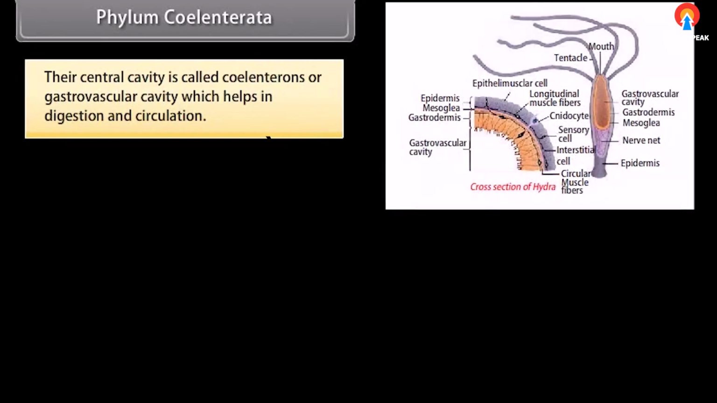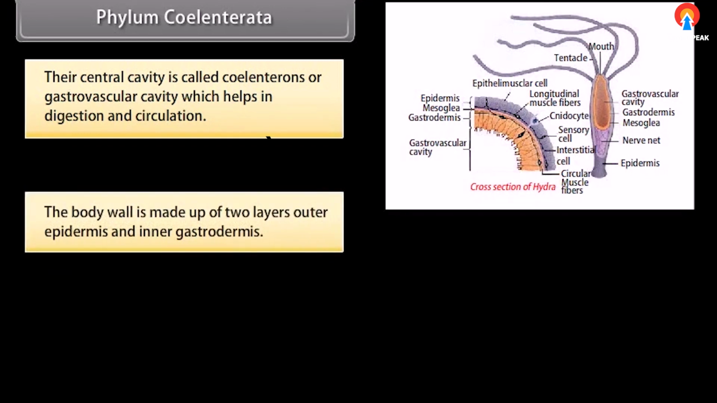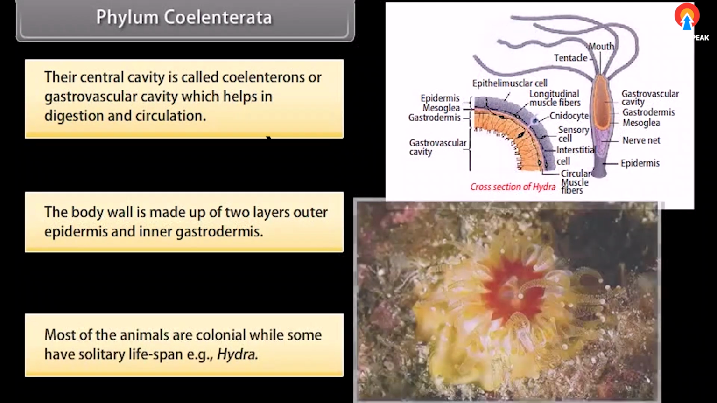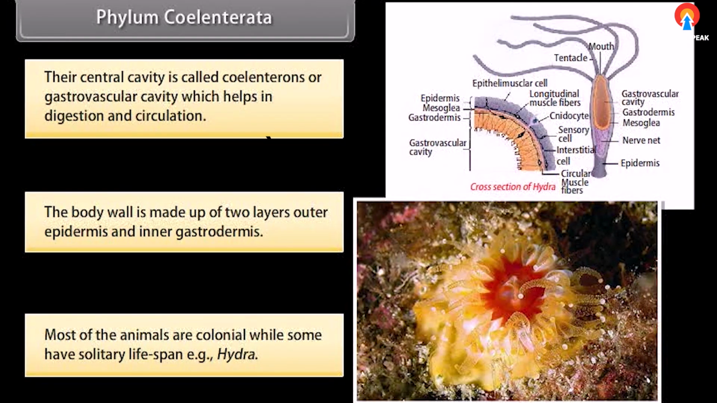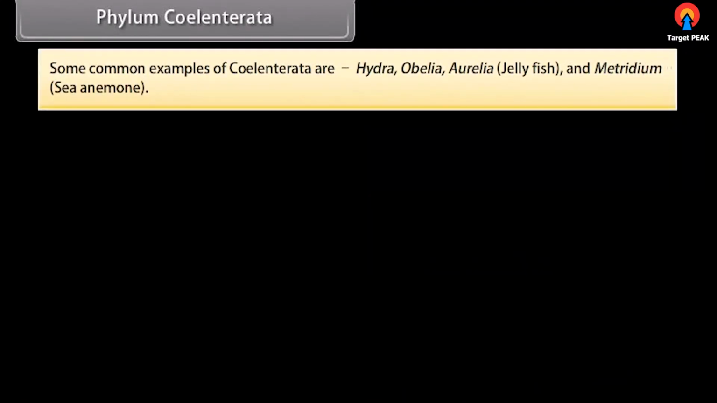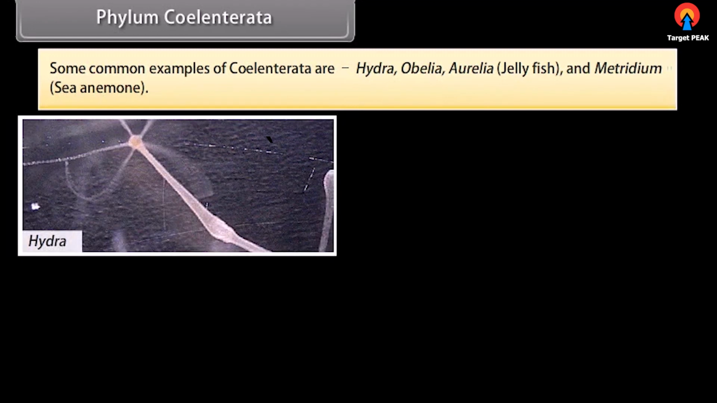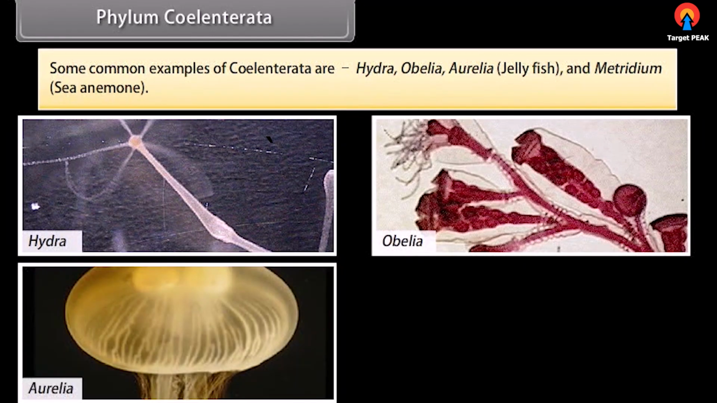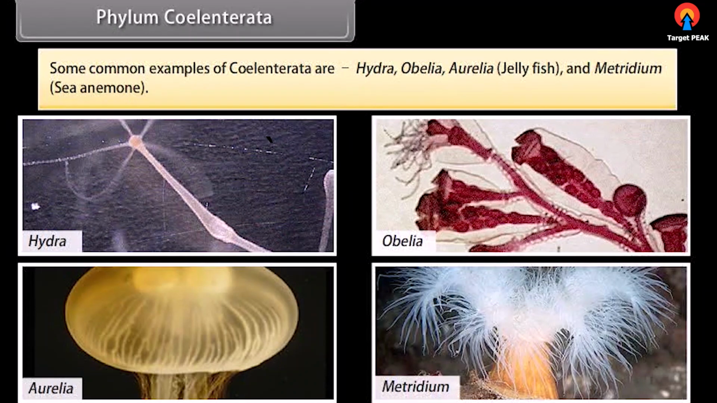Their central cavity is called coelenteron or gastrovascular cavity, which helps in digestion and circulation. The body wall is made up of two layers, outer epidermis and inner gastrodermis. Most of the animals are colonial, while some have a solitary lifespan, that is, Hydra. Some common examples of Coelenterata are Hydra, Obelia, Aurelia, jellyfish, and Metridium, sea anemone.